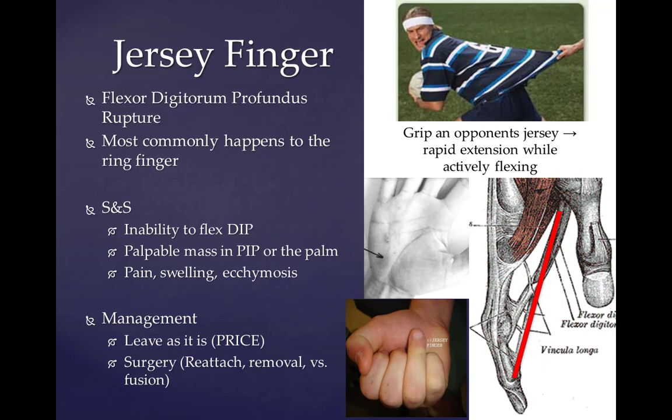A jersey finger is an injury of the flexor digitorum profundus tendon at its point of attachment to the distal phalanx. This injury often occurs in American football when a player grabs another player's jersey with the tip of one or more of his fingers while the player is running or pulling away. The force of this action hyperextends the tip of the finger at the distal interphalangeal joint while the proximal portion of the finger is flexed. This action can partially or completely rupture the flexor digitorum profundus tendon at or near its attachment point on the distal phalanx.